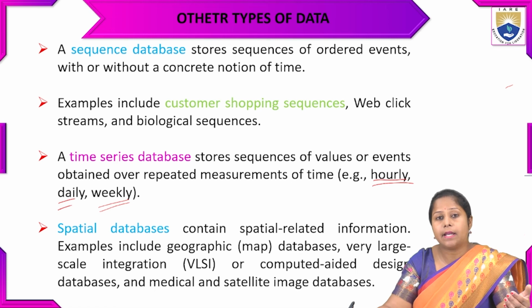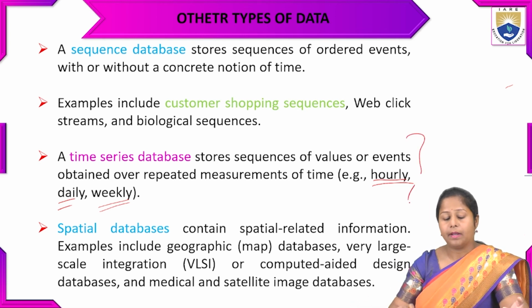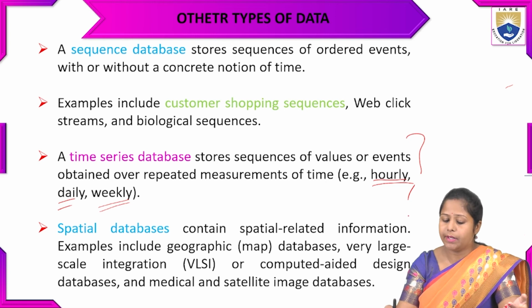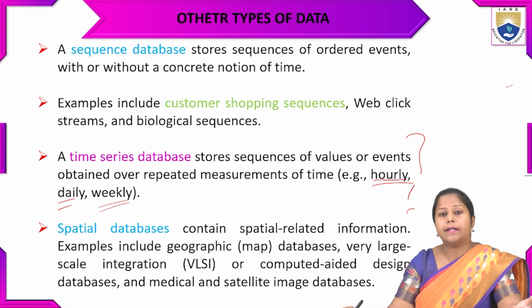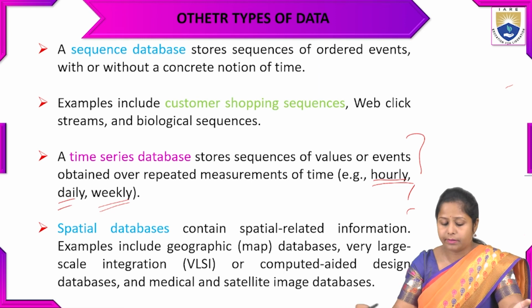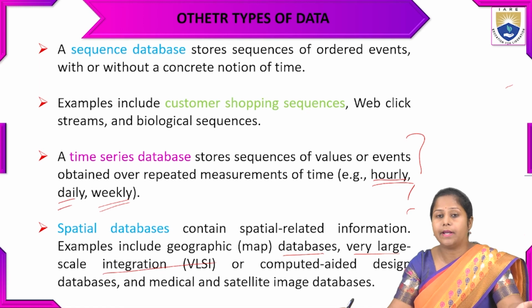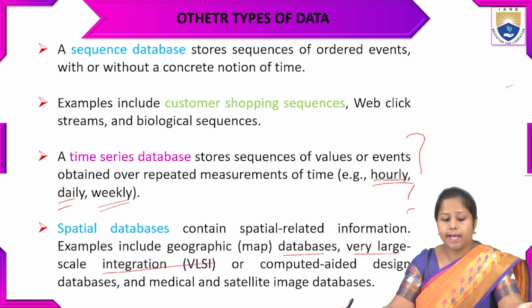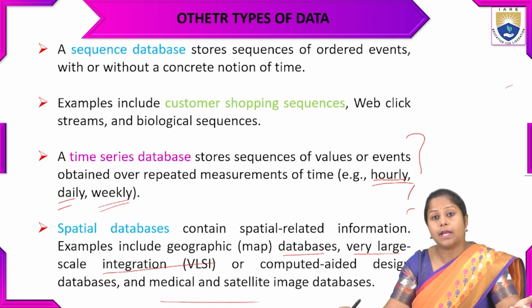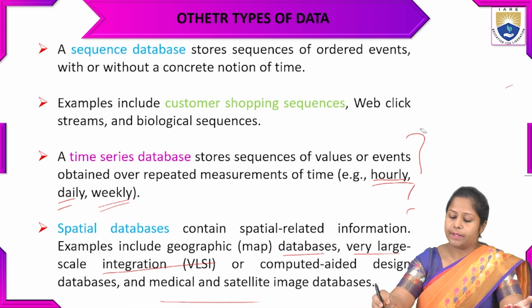So like that, these types of time-over-measurement, repeated measurement sequences will come under time series data. Spatial data will be the spatial-related information, including geographic and map databases, very large scale integration (VLSI), computer-aided design databases, and medical and satellite image databases. So those types of high quality data, that is advanced databases, come under the spatial type of databases.